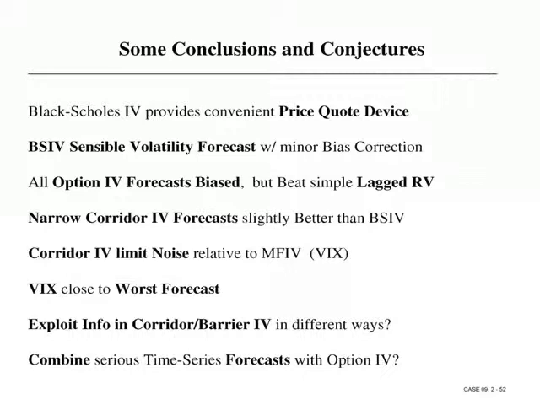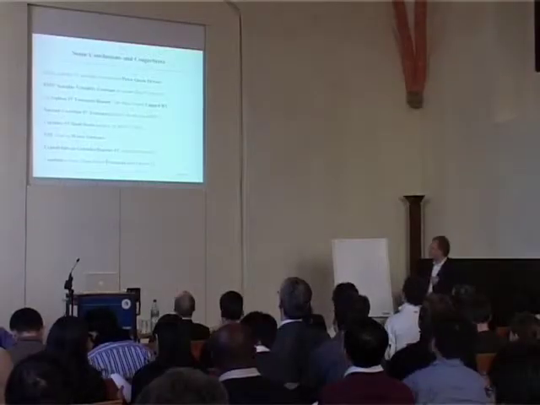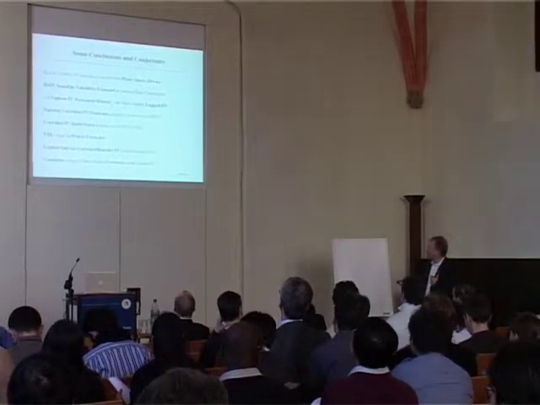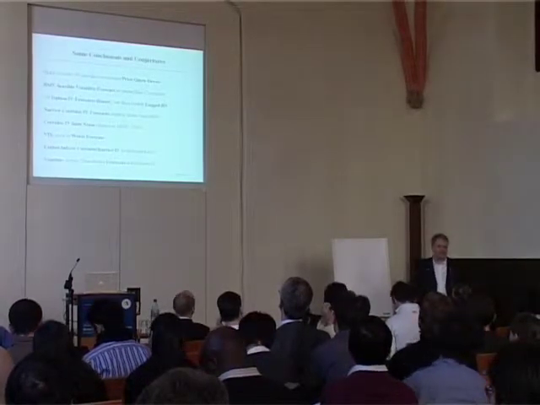Corridor IV limits noise. That's because they are less noisy relative to these other guys, I think, and also gets rid of some of the very risk premium that in other contexts are very interesting. VIX is about the worst forecast, so when you see the VIX and it's forecasting volatility at some level, well, I'll take it with a grain of salt. It's actually not a terribly good one. You should exploit the information in these corridor barrier implied variances, I think, in different ways, and you should really combine it with time series forecast in the style that Tim talked about this morning. Okay, that's it.